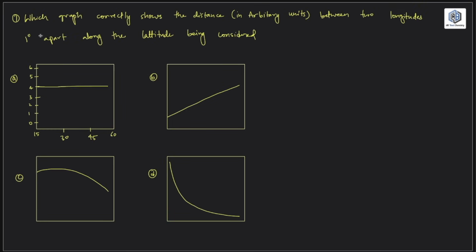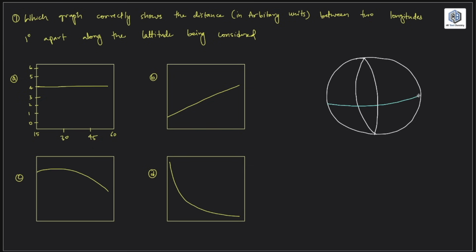The first question was asked from the graph basis. It was: which graph correctly shows the distance in arbitrary units between two longitudes 1 degree apart along the latitude being considered? For this, you have to understand that if this is Earth, latitudes are horizontal, and longitudes run from the North Pole to the South Pole. These are the two longitudes, and let's say they are 1 degree apart. These are the two longitudes between which we have to look, and the latitude we have to look at starts with the equator.